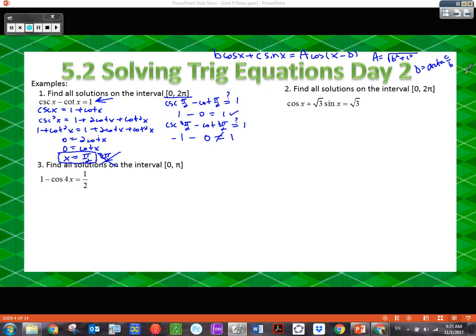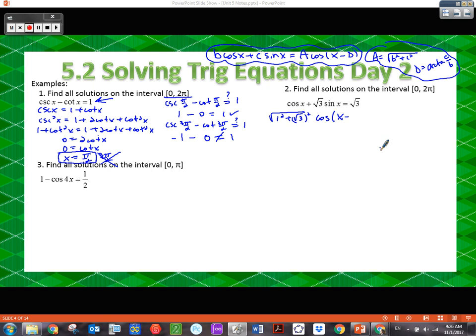Just remind ourselves, this is the old formula, and this is how you get the A and the D. Okay? And so let's walk through it. Let's convert it. So our B is 1 and our C is root 3. Right? So our A, and I'll go ahead and write it out, A is 1 squared plus square root of 3 squared. Right? I'm using this to convert to this formula, cosine of x minus D.